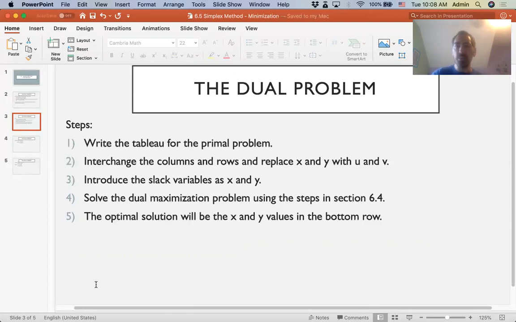And then you will proceed the same way that you did with the maximization problems, except that your slack variables will now be x and y. Then you'll solve the dual maximization problem using the same steps that we used in the previous videos. But then the optimal solution, instead of being the numbers in the last column, will be in the bottom row. The x and y values in the bottom row will be your optimal solution. So let's see how this works using an example.